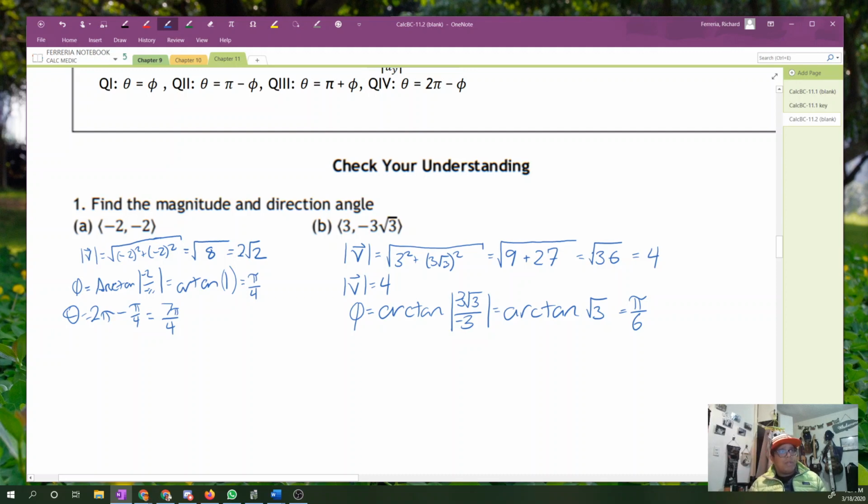Next, we're going to figure out theta. So let's figure out what quadrant we're in. The x-coordinate's positive. The y-coordinate is negative, which indicates that we're in quadrant 2. So taking a look up here, if you're in quadrant 2, theta is pi minus phi. So my theta is pi minus pi over 6, which is 6 pi over 6 minus pi over 6, so theta is 5 pi over 6. Okay, that takes care of parts A and B for number 1.